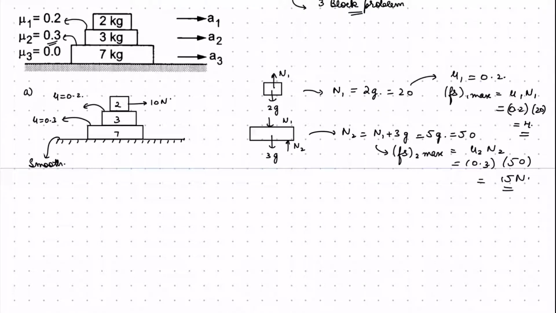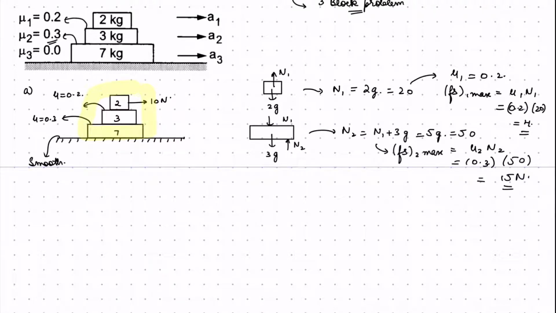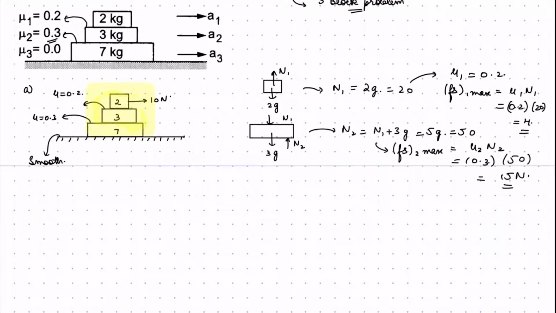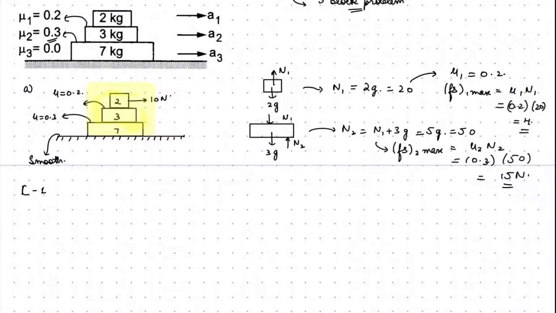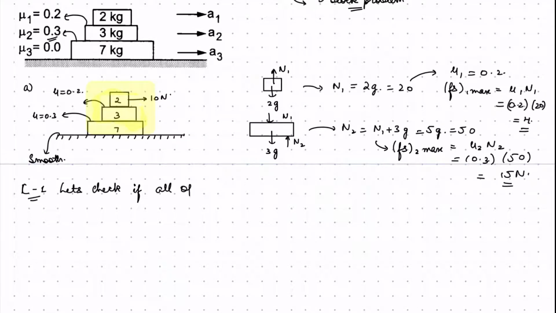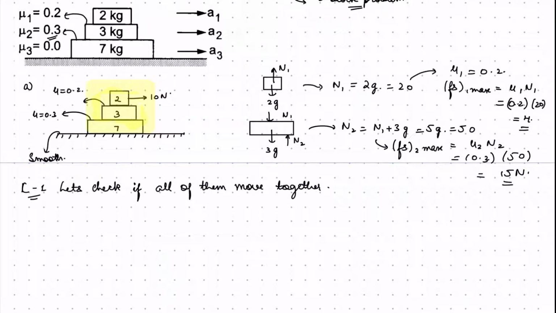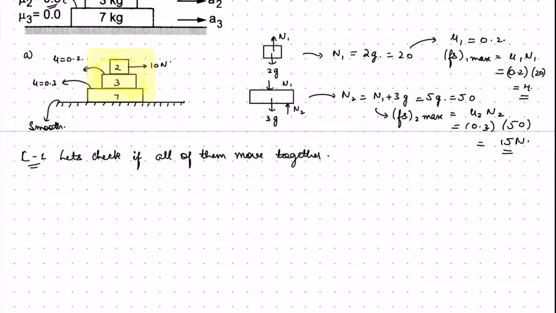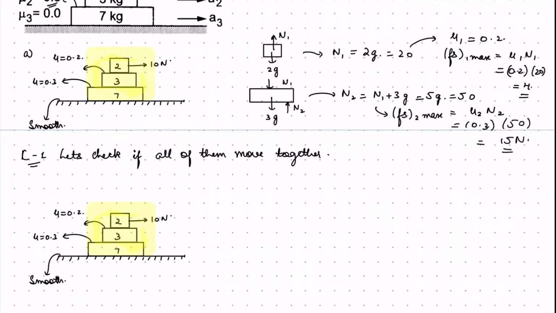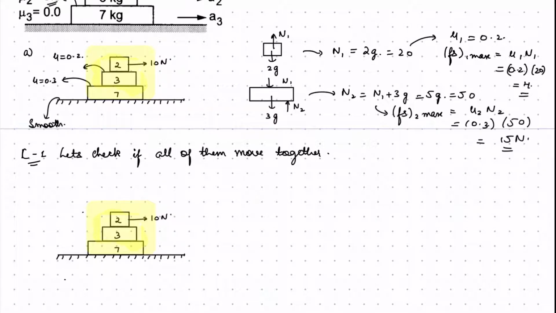Now, a three block problem cannot be solved directly. You have to form cases on it. Since the ground is smooth, the system cannot be at rest. The first case possible over here, case 1, is to check if all of them move together. If all of them move together, take the system over here, then they'll move forward with an acceleration equal to a.